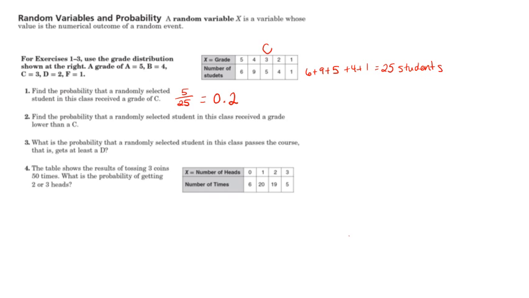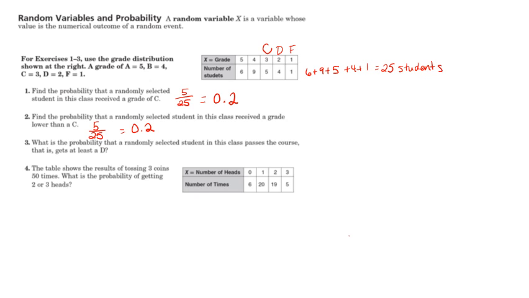Find the probability that a randomly selected student in this class received a grade lower than C. So that would be students who got a D or an F. So there's 5 of those. 4 got a D, and 1 got an F. So again, 5 divided by 25 would be 0.2. If you notice, that would also represent 20% because you move the decimal 2 places, right? So 20% of students got a grade lower than a C.